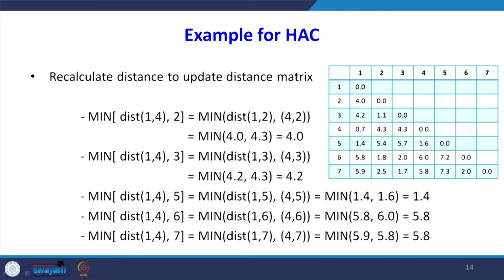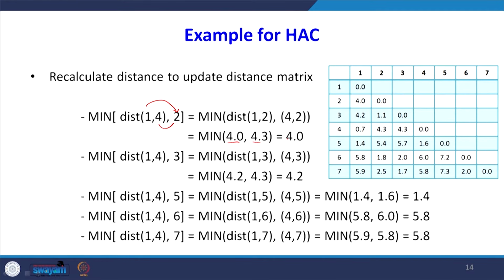We are going to find the distance between that cluster of 1 and 4 versus 2. So what we are going to do is find the distance between 1 and 2, and 4 and 2. Whichever is minimum, we are going to take that distance, because in the cluster there are already two objects. We are going to consider the minimum distance. So the distance between 1 and 2 is 4, and 4 and 2 is 4.3. We take these values from the table. So the minimum distance is 4.